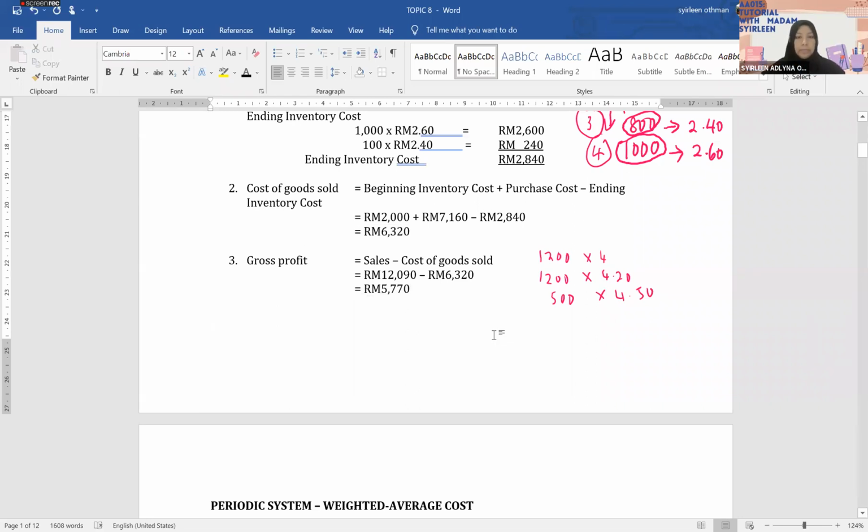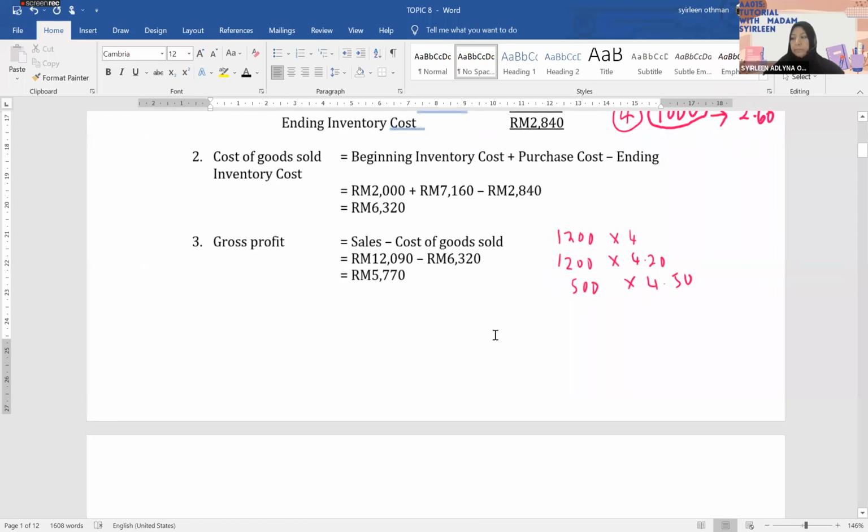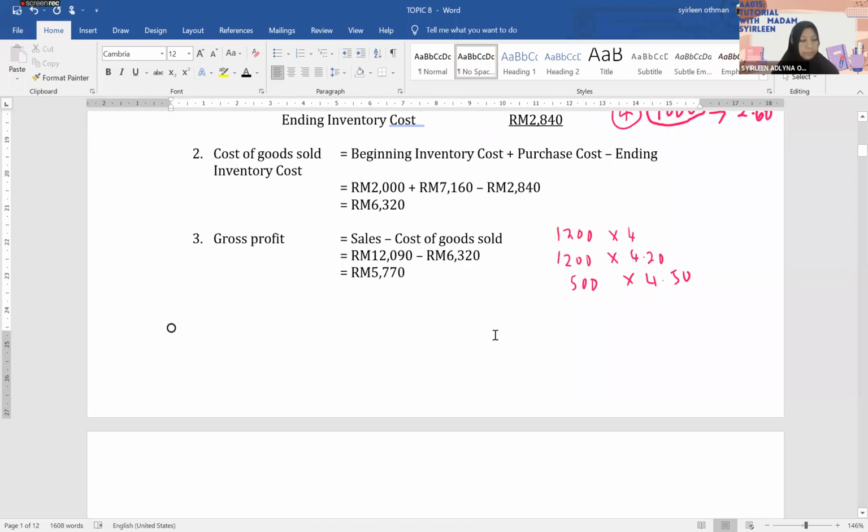Okay, ada soalan nak tanya? Untuk 54? Tiada, madam. Okay, clear?